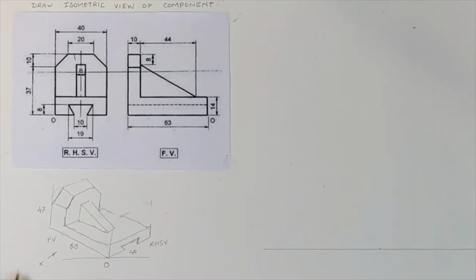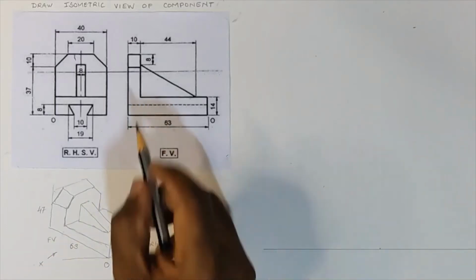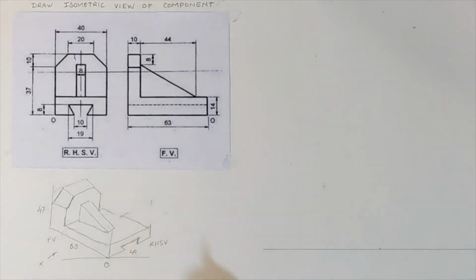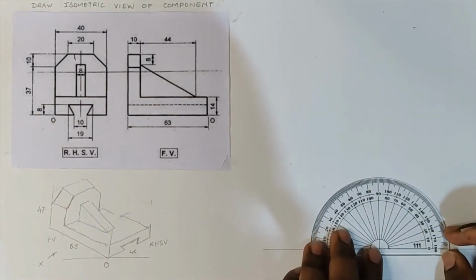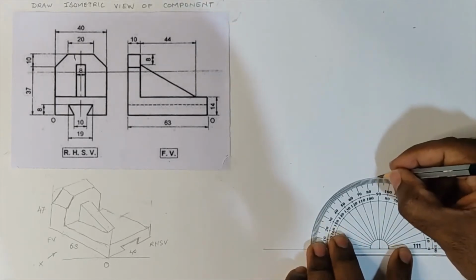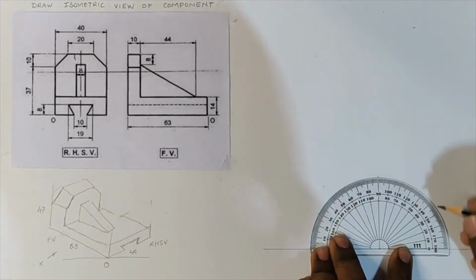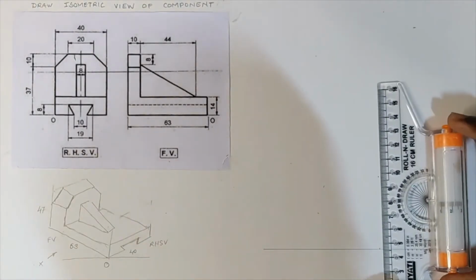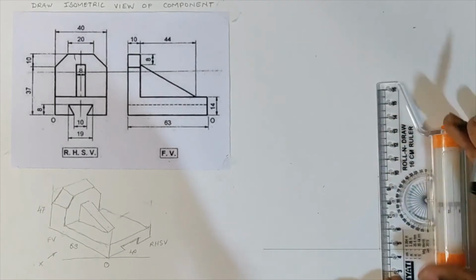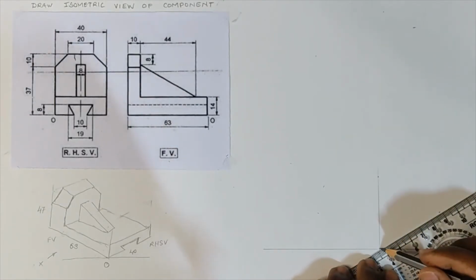So now using this rough sketch, I'll be constructing the isometric view of our given problem. So the actual construction we'll be doing. We start with point O, which is the starting point, and we take angles of 90 and 30 degrees on either side about the origin point as shown. And we'll be drawing lines through these divisions which we have marked using a protractor.